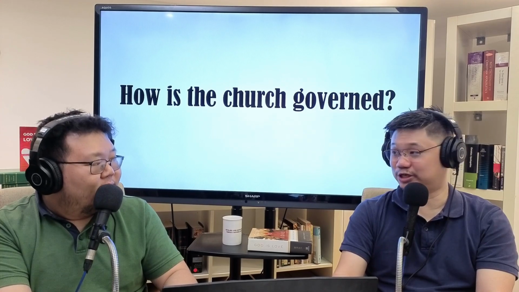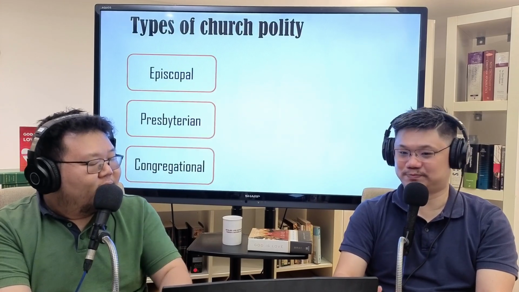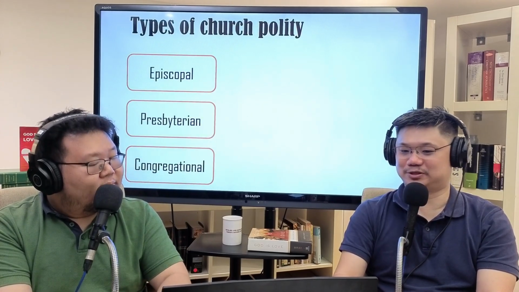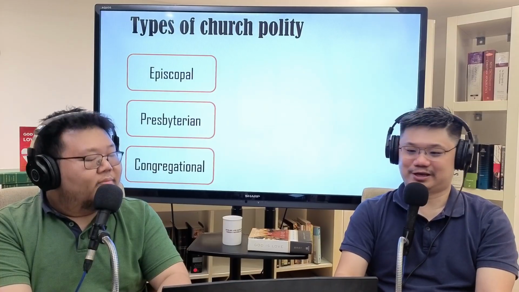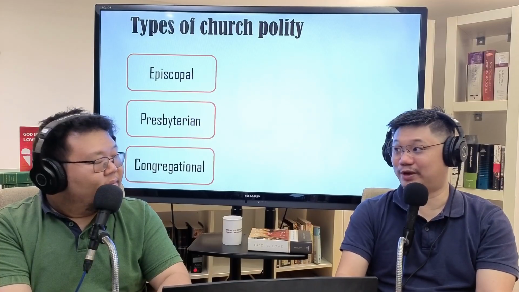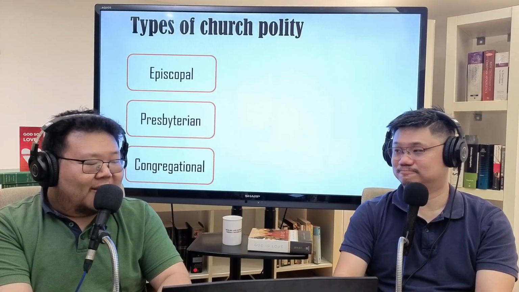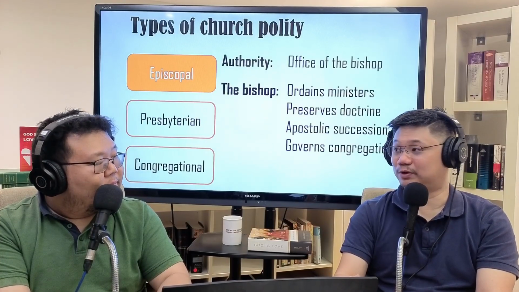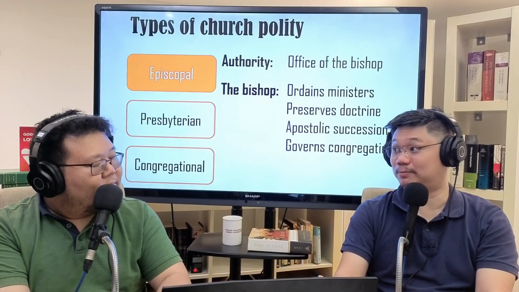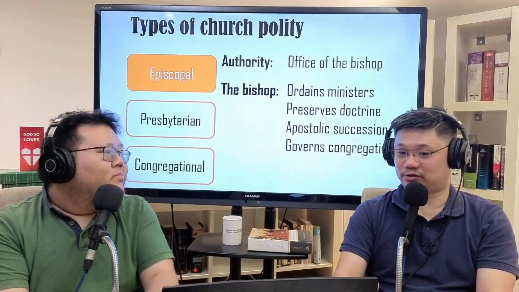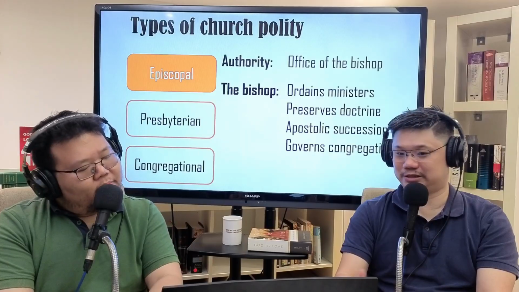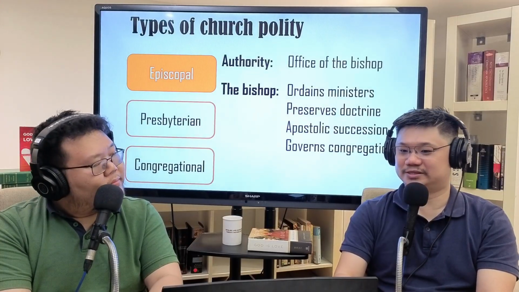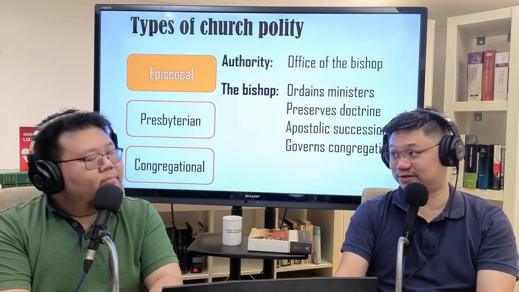And in general, there are three types of church polity: Episcopal, Presbyterian, and Congregational. Three ways to set up the church. Let's start with the first one, Episcopal. The word Episcopal comes from the Greek word episkopos, meaning bishop. So the authority of the church in the Episcopal system is the bishop, the office of the bishop.